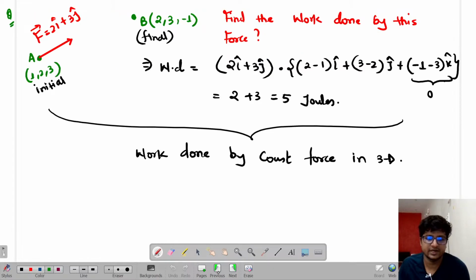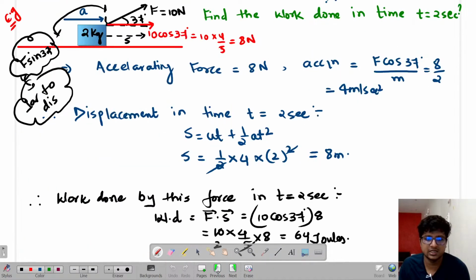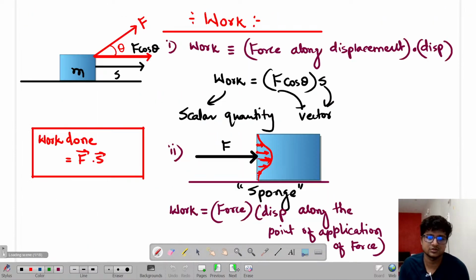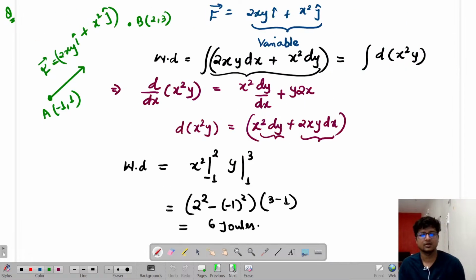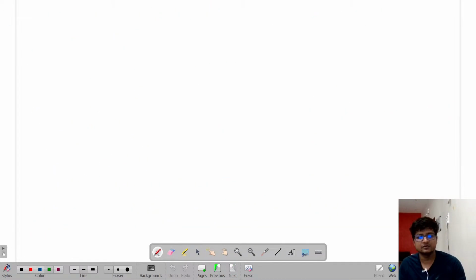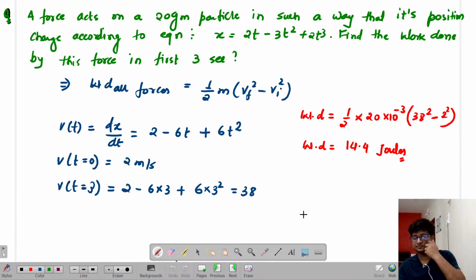Means go and revise pseudo forces. Tomorrow I will be checking your knowledge of pseudo forces properly. Is that clear or not? Tomorrow your full idea of pseudo forces will be clear.